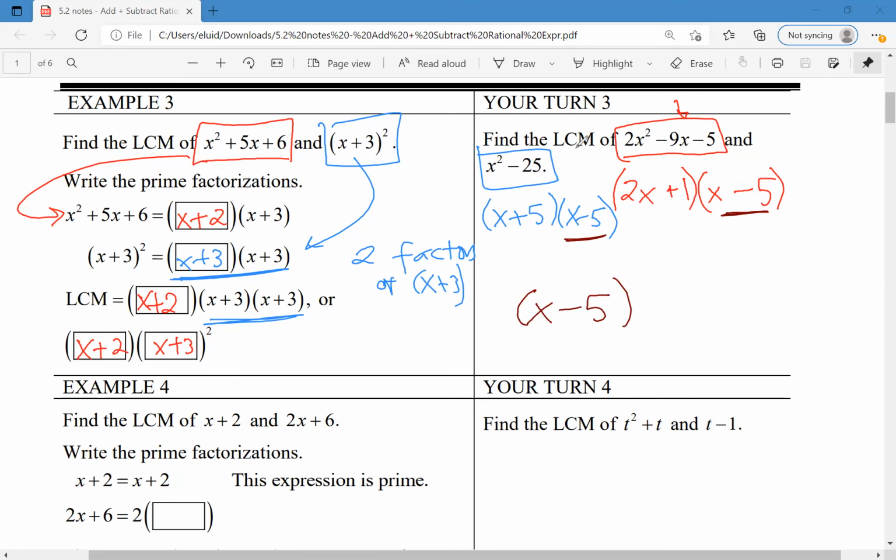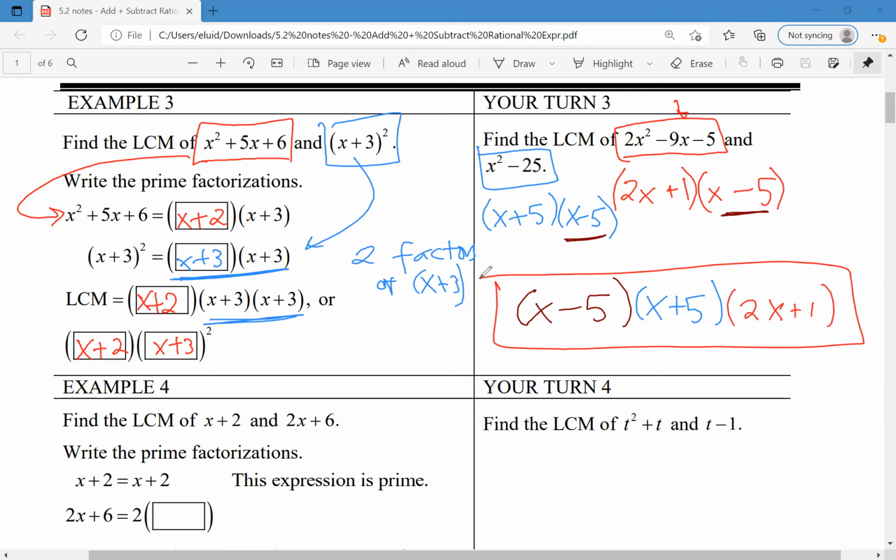And then the other factors that we need are the x plus 5 and 2x plus 1. Okay, so there's our answer: x minus 5, x plus 5, 2x plus 1. All right, let's move on to example 4.